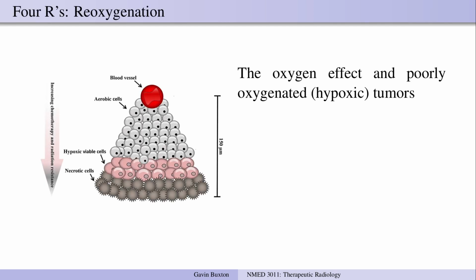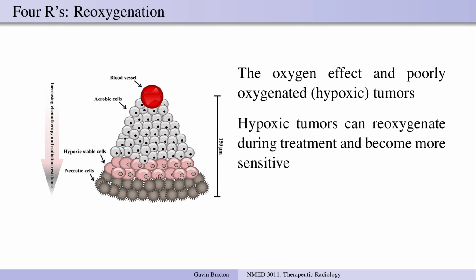The next R is reoxygenation. Oxygen plays a critical role in cell killing by radiation. Cells that are hypoxic, which means they have an inadequate oxygen supply, can be as much as 3 times more resistant to radiation than well-oxygenated cells. In tumors, hypoxic cells are cells that are further away from the blood vessels. During treatment, they can become increasingly reoxygenated and therefore progressively more radiosensitive.